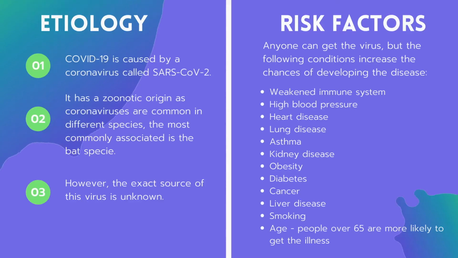Anyone can get the virus, but the following conditions increase the chances of developing the disease. These conditions are known as risk factors, and they include a weakened immune system, high blood pressure, heart disease, lung disease, asthma, kidney disease, obesity, diabetes, cancer, liver disease, smoking, and age, as people over 65 are more likely to get the illness. This means that as the virus is already attacking the immune system, having a weakened one for any of these factors is going to cause more severe symptoms in a patient.